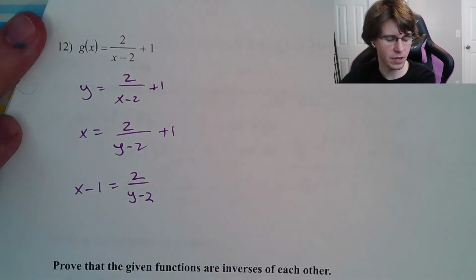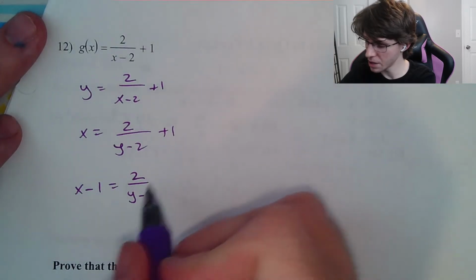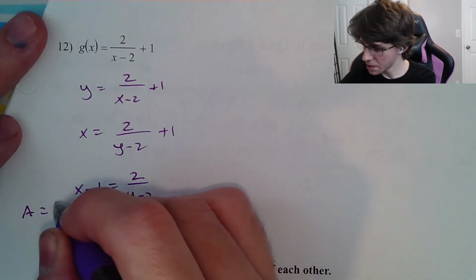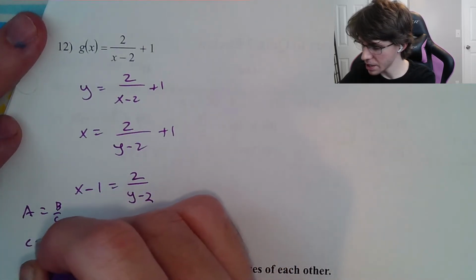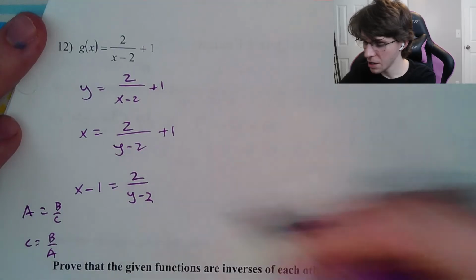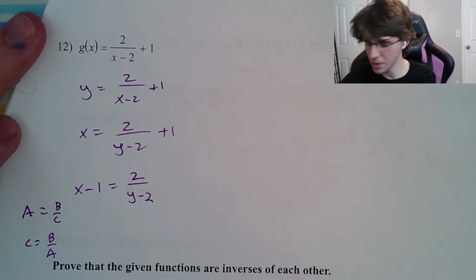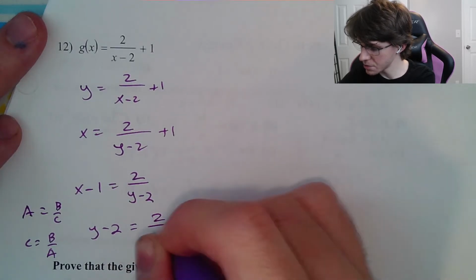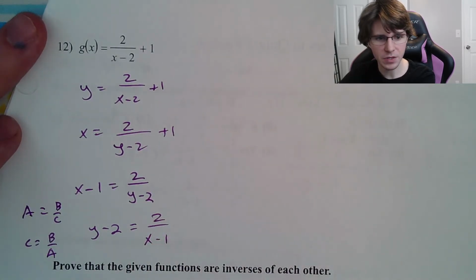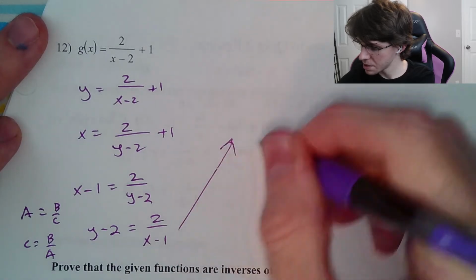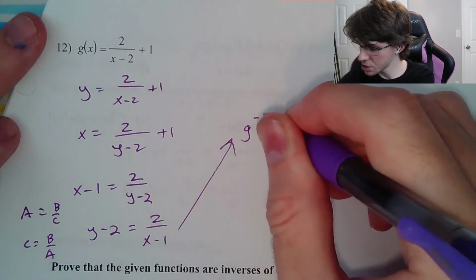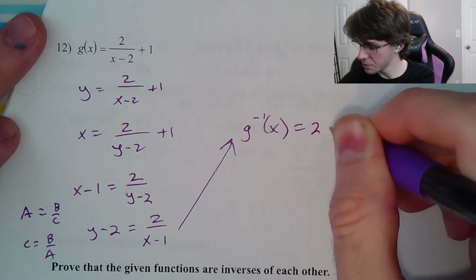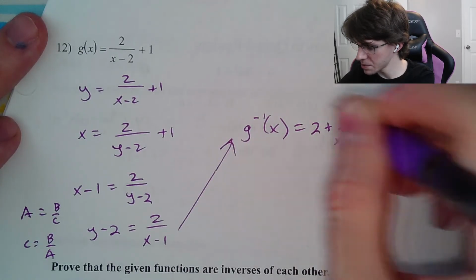And the key here is knowing an algebra trick. The algebra trick to solving a question like this is knowing that anything that is currently of the form A equals B over C, you can rewrite as C equals B over A. If you want to go over exactly why, feel free to come in after school. I'll definitely go over it with you. You get y minus 2 is 2 over x minus 1. And then you simply add 2 to both sides and write it in the correct notation. G inverse of x is equal to 2 plus 2 over x minus 1.